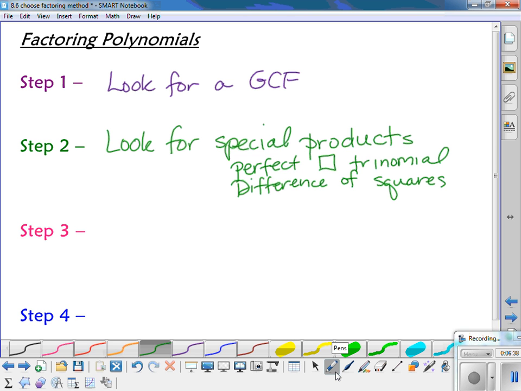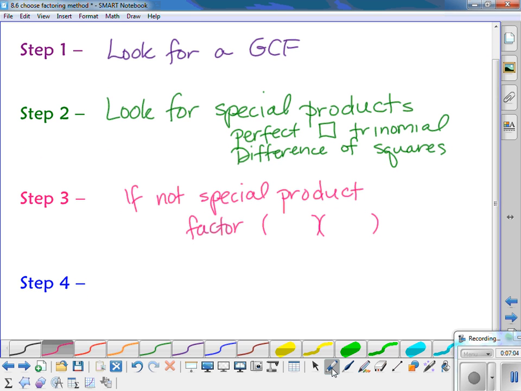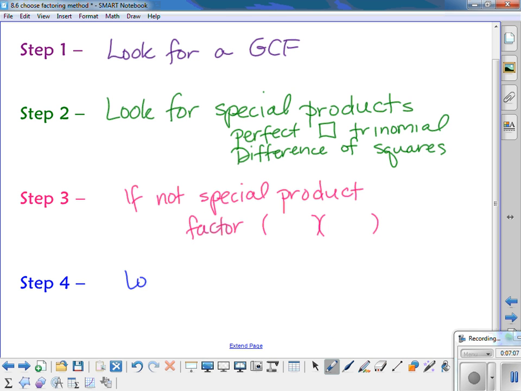Okay, so look for your special products next. Then, if it's not a special product, you just go about factoring it the way we've been doing it with our guess and check method. And then finally, look to see if there are common factors.